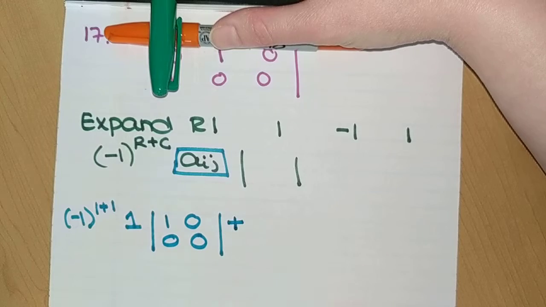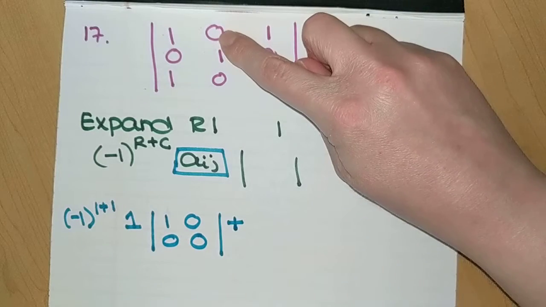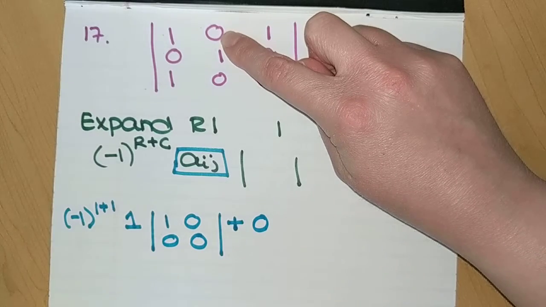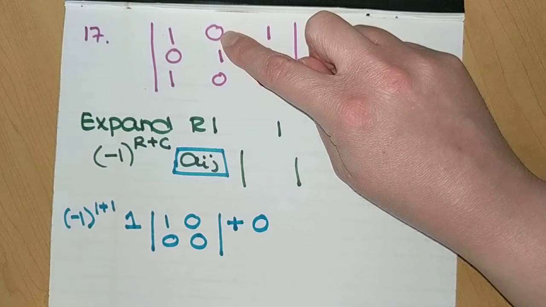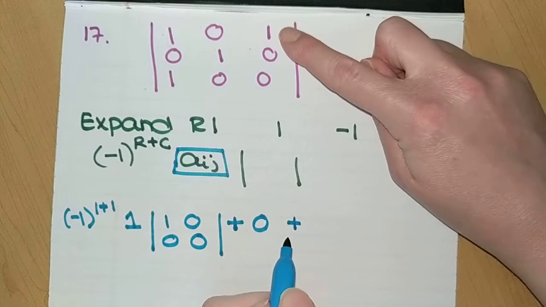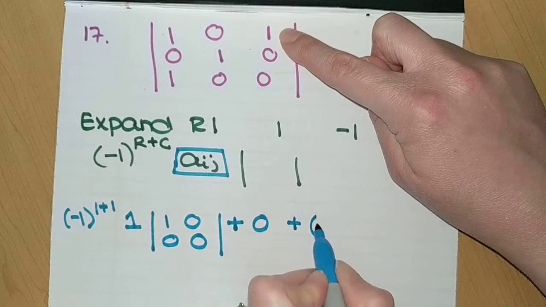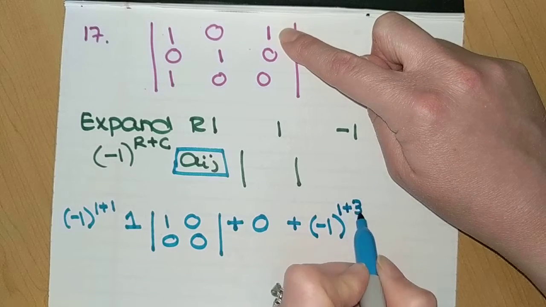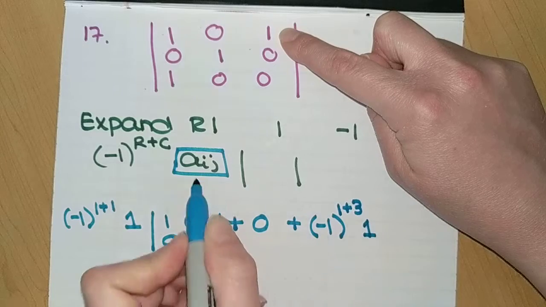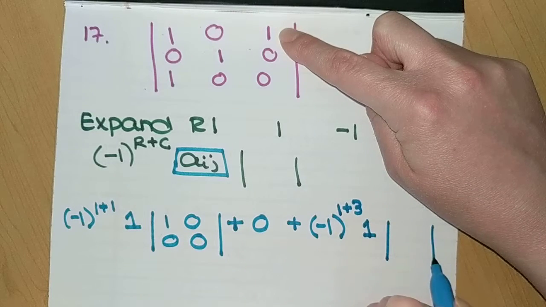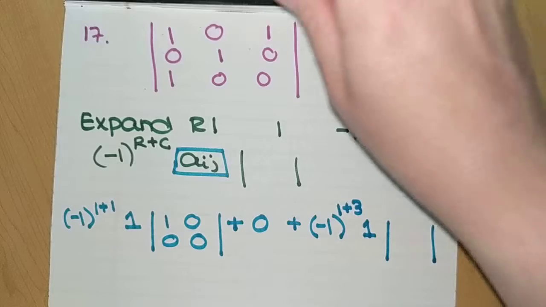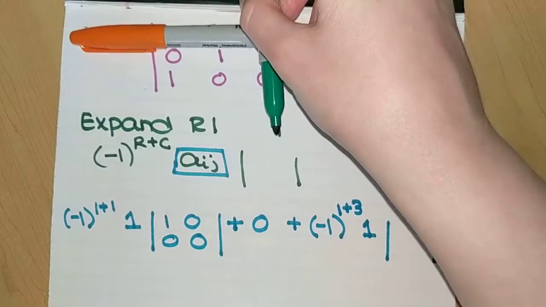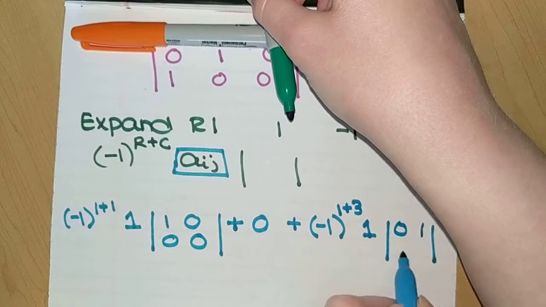Then I'll add that to, now I'm going to look at the second column, and that just has a 0. So that completely drops off, doesn't matter what resulting 2 by 2 determinant you have. And then add that to the third column, where we'll take -1 to the row plus column. So row 1 plus column 3, matrix entry of 1, and then the 2 by 2 determinant that results. So we will cross out row 1, and we will also cross out column 3 to get 0, 1, 1, 0.